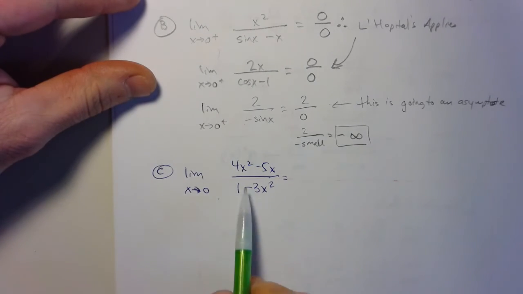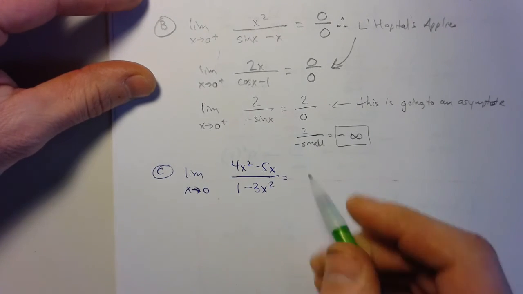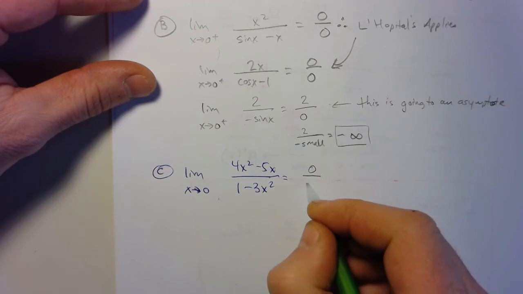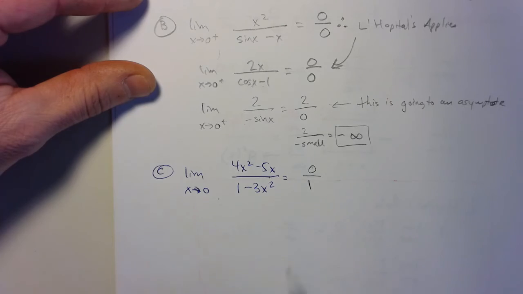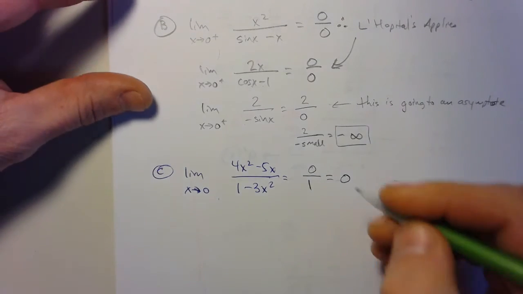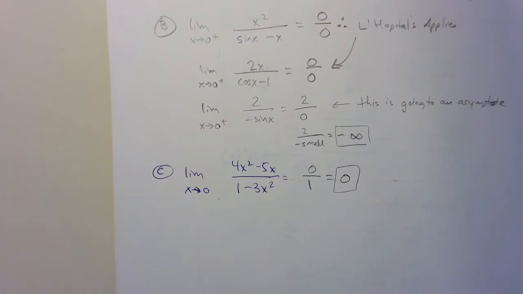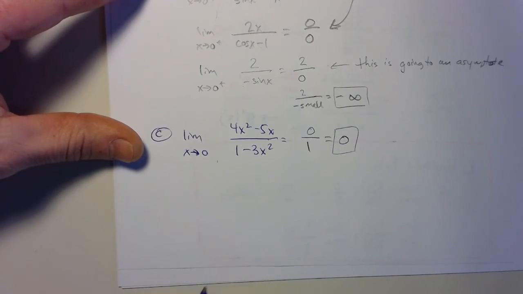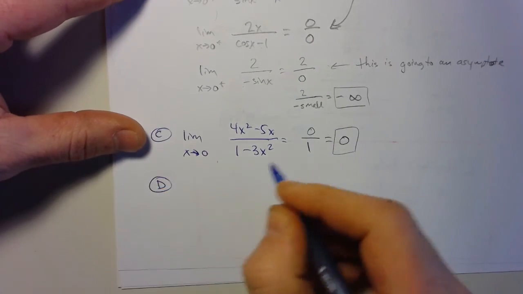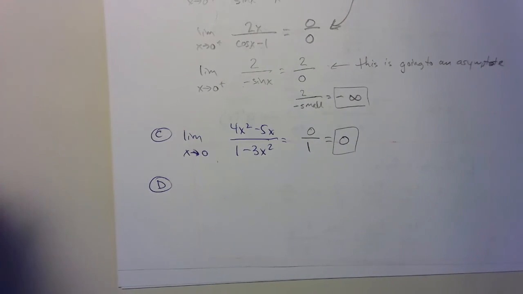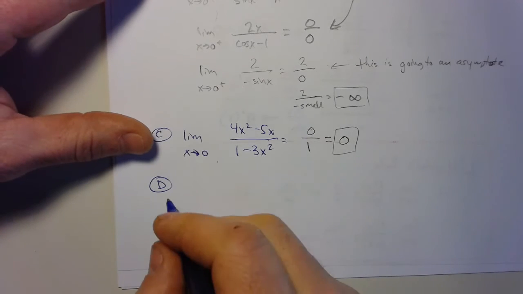Okay. So now that you've tried it on your own, if I plug this in, I get 0 on top. I get 1 on the bottom. Hey, I got 0 over 1. Okay, does L'Hopital's apply? No, it's just 0. Boom, done. Game over. Problem's done. No L'Hopital's there. Why no L'Hopital's? Because it wasn't 0 over 0. This is one you totally could have evaluated before.